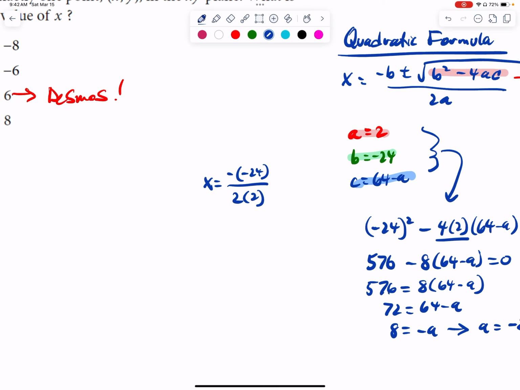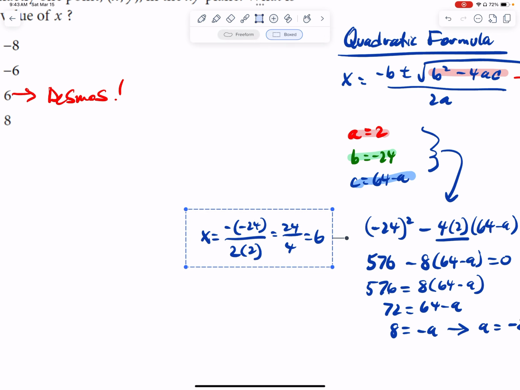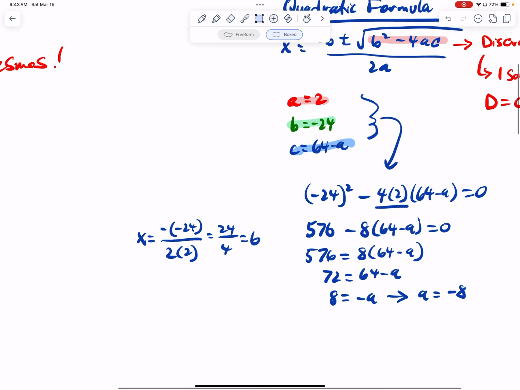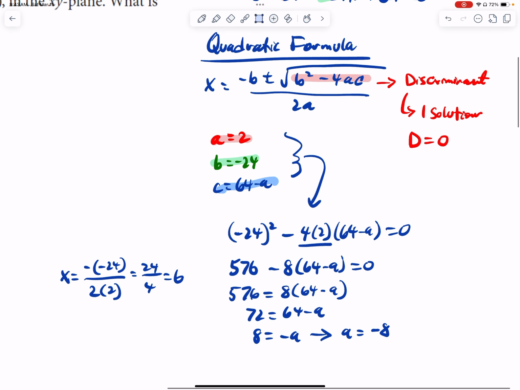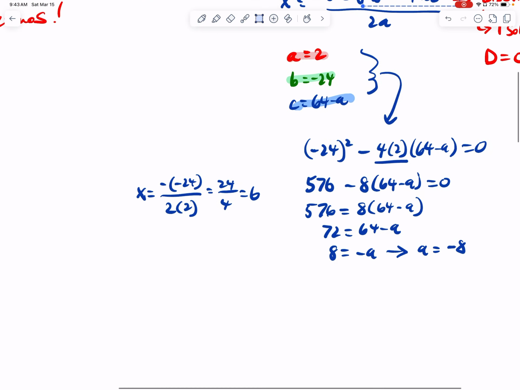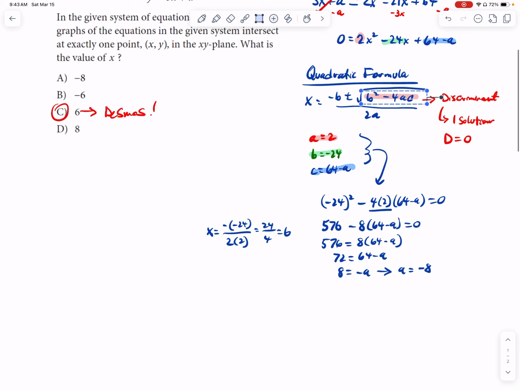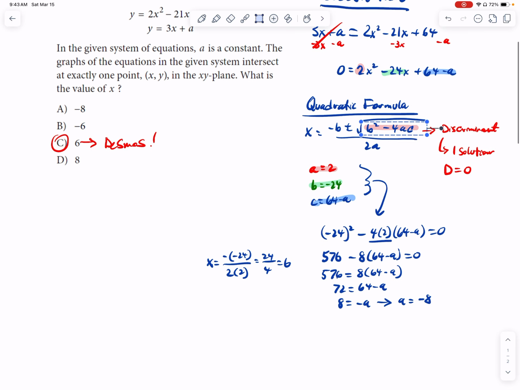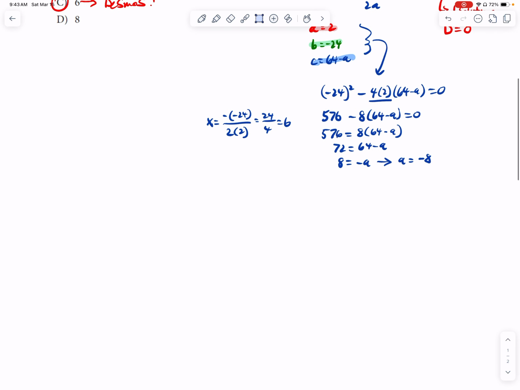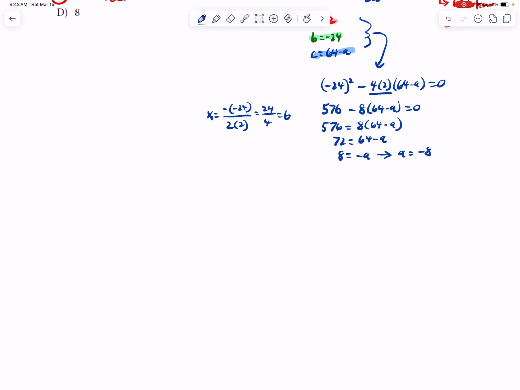Anyway, so negative makes that positive 24 over 4, which is equal to 6. Well, look at that. We got our 6 value. And if we had recognized this before, where this whole discriminant was equal to 0, it would have saved a whole bunch of time without a graphing calculator. Okay, there's another way to do it too. Let me go ahead and show you the completing the square.